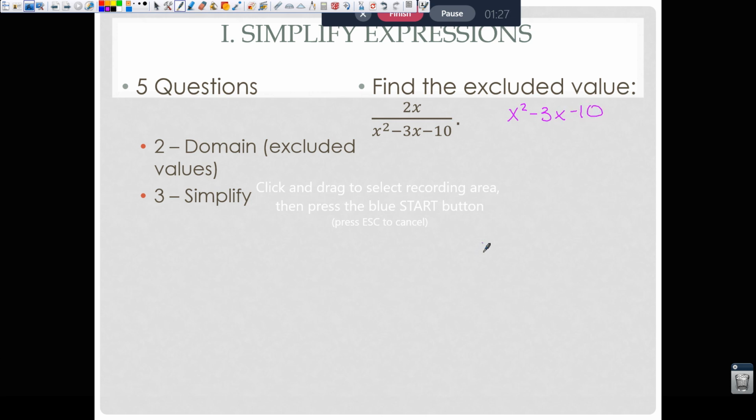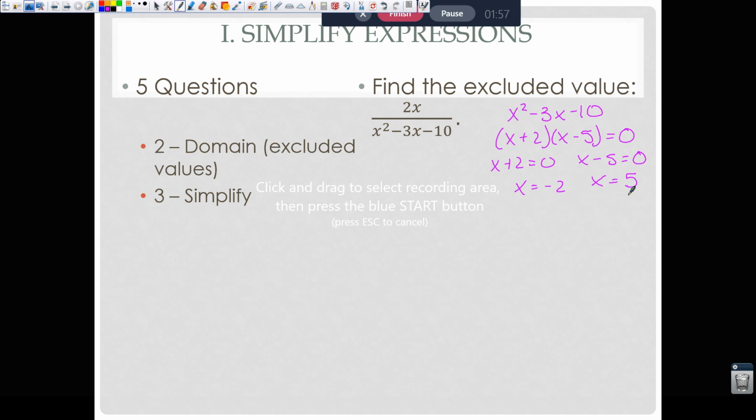So I'm going to factor this. Two numbers that multiply together to equal negative 10, and add together to equal negative 3. So I have x plus 2 and x minus 5. And we're going to set this equal to 0 and solve. So x plus 2 equals 0 and x minus 5 equals 0. So my x equals negative 2 and x equals 5.